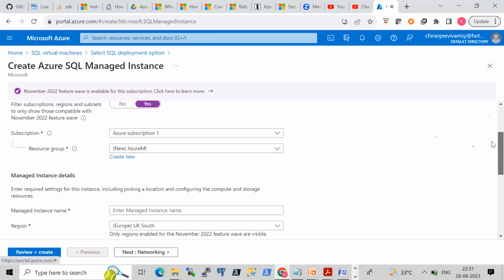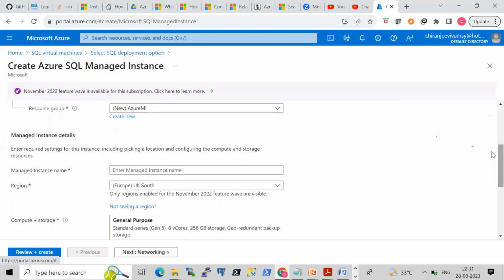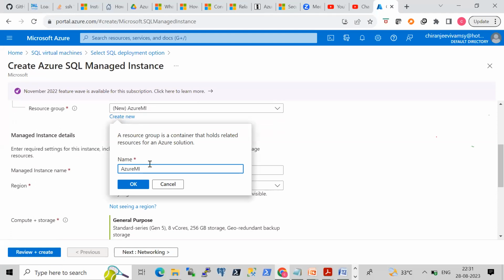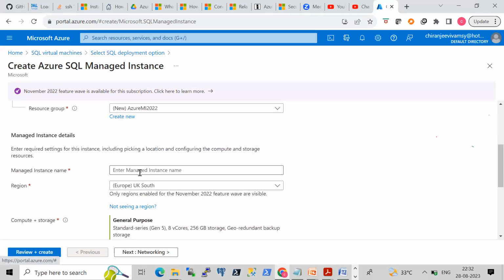Vamsi, one more question, sorry. Yeah. Instead of creating that Azure MI, can you put something else as the resource group? Because if it creates route tables and everything separately with the new features, it could be possible to see the difference between the two. Do you want me to give a new name? Yeah, a new name, like November wave, or I'll say Azure MI 2022. Yeah. Okay.